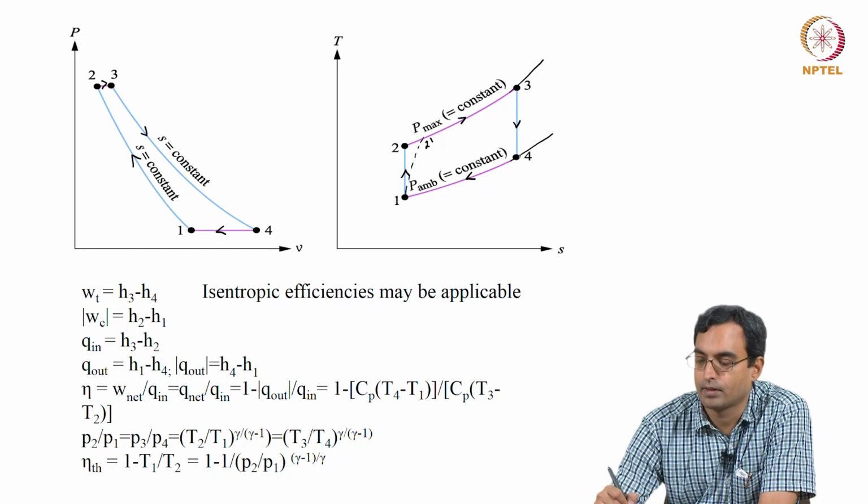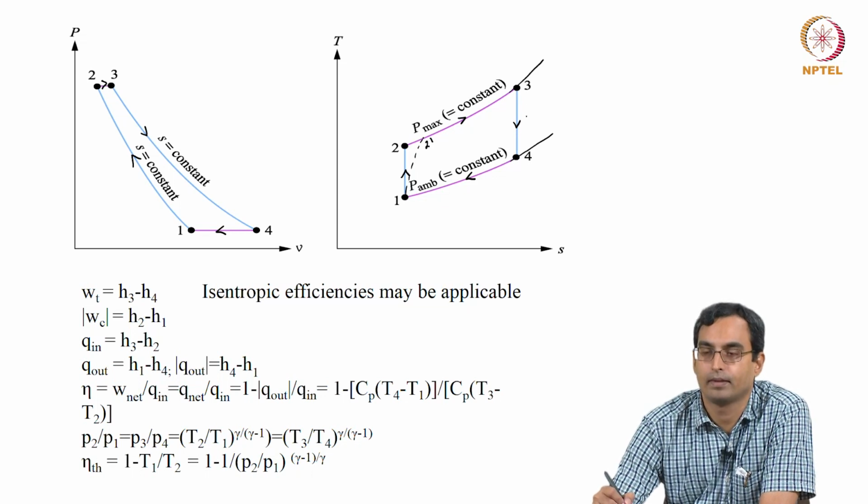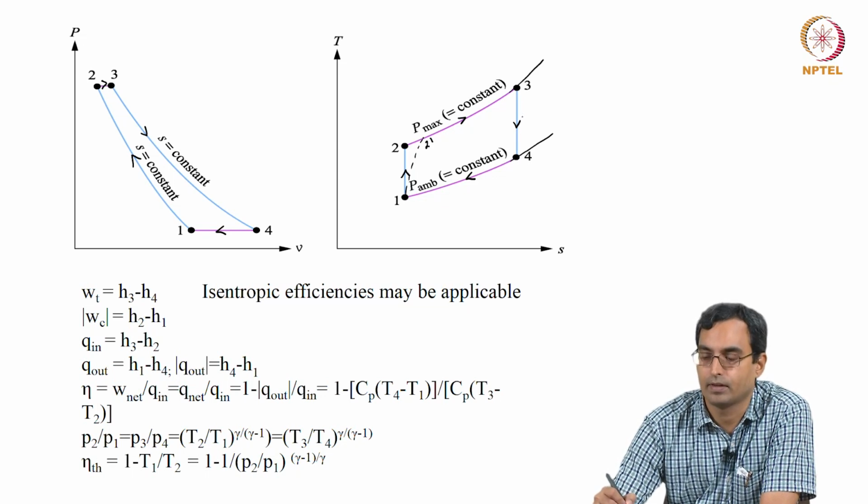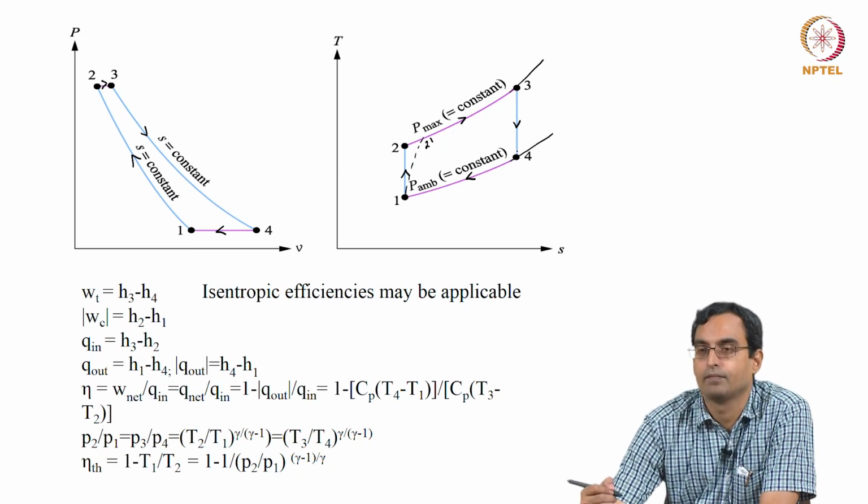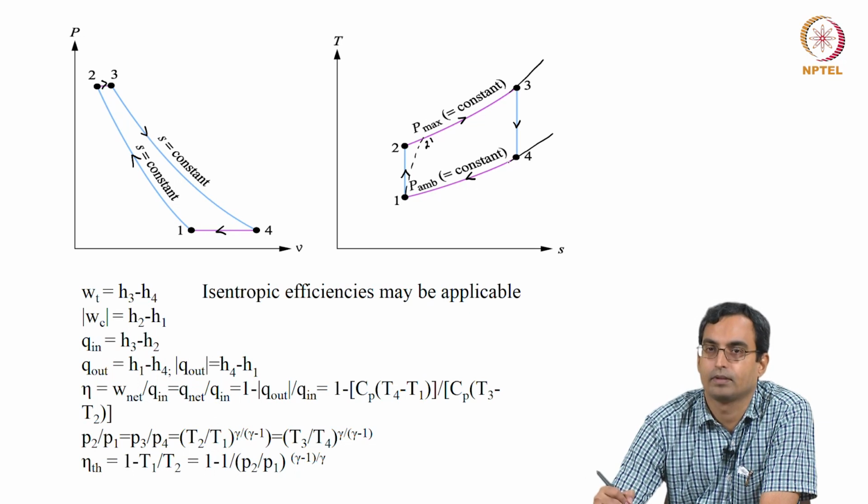Similarly, in the process 3 to 4, we expect the entropy to remain same. It is adiabatic and reversible, so we expect it to be like this. But in the real case, we may have an adiabatic process which is not reversible. So, it is adiabatic, so the entropy cannot reduce. It is irreversible, so the entropy increases.